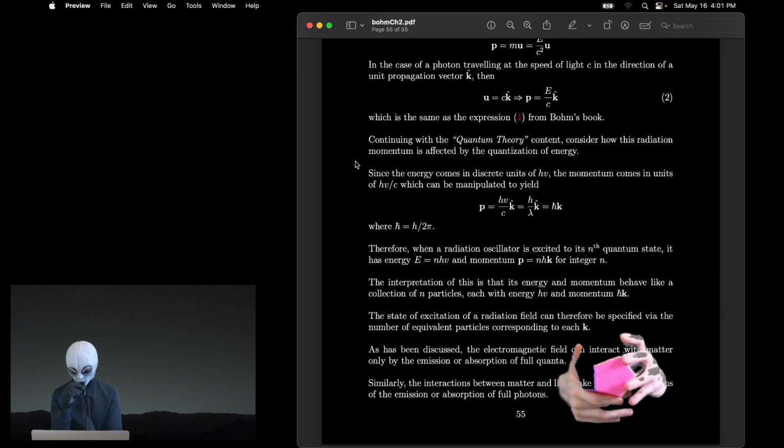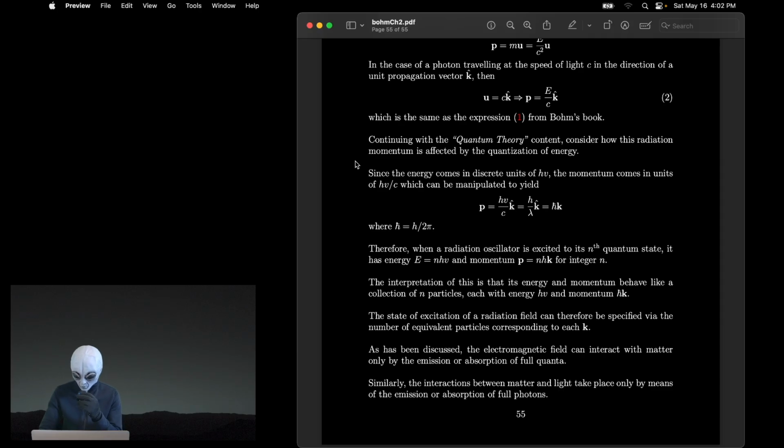Therefore, when a radiation oscillator is excited to its nth quantum state, it has energy E equals nhv and momentum vector p equals n times h bar times the vector k for integer n. The interpretation of this is that its energy and momentum behave like a collection of n particles, each with energy hv and momentum h bar times the vector k. The state of excitation of a radiation field can therefore be specified via the number of equivalent particles corresponding to each propagation vector k.